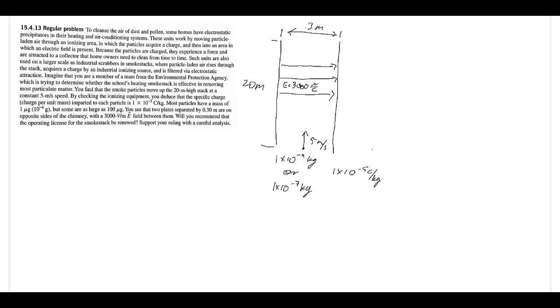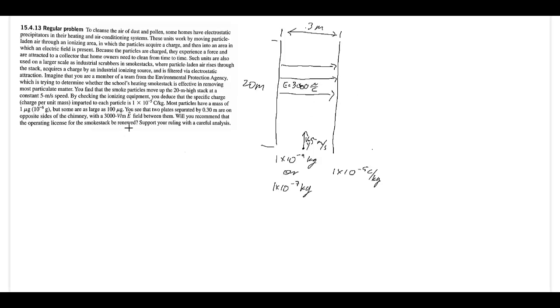And we're back. So I'm assuming that you have read the problem and have analyzed it the way I did. So here we have a picture of what I think the scenario looks like. We've got this smokestack with smoke particles coming up here, moving at 5 meters per second. Vy specifically equals 5 meters per second. And we know that they're 20 meters high. We know that the E field here is 3,000 newtons per coulomb.